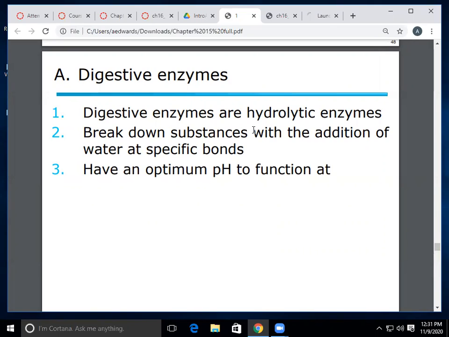All right, so you have digestive enzymes in your digestive system, and they're considered hydrolytic enzymes. Remember, enzymes are a class of protein, and they're hydrolytic, which means they can break things down. They can break down different substances by adding water, hence hydro, at specific bonds. Okay, and they have a preferred pH. Remember, pH is a measure of acidity where they function.